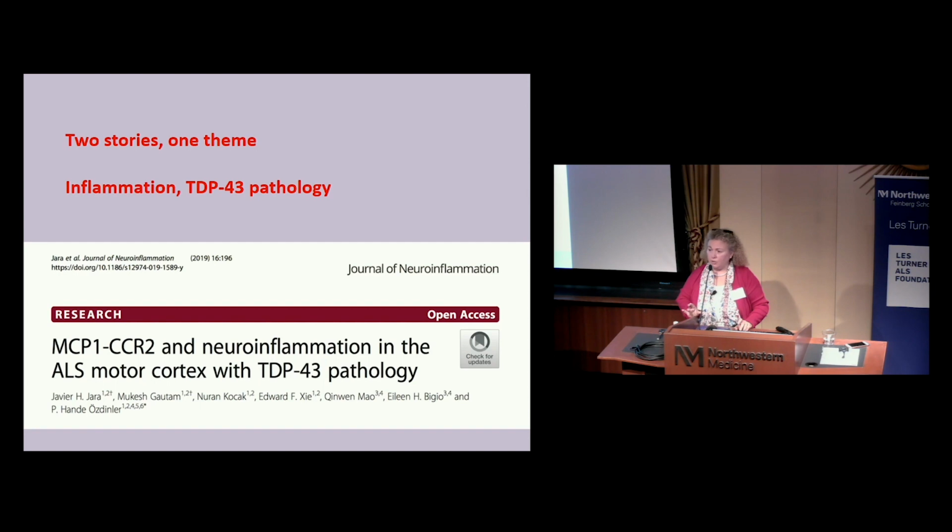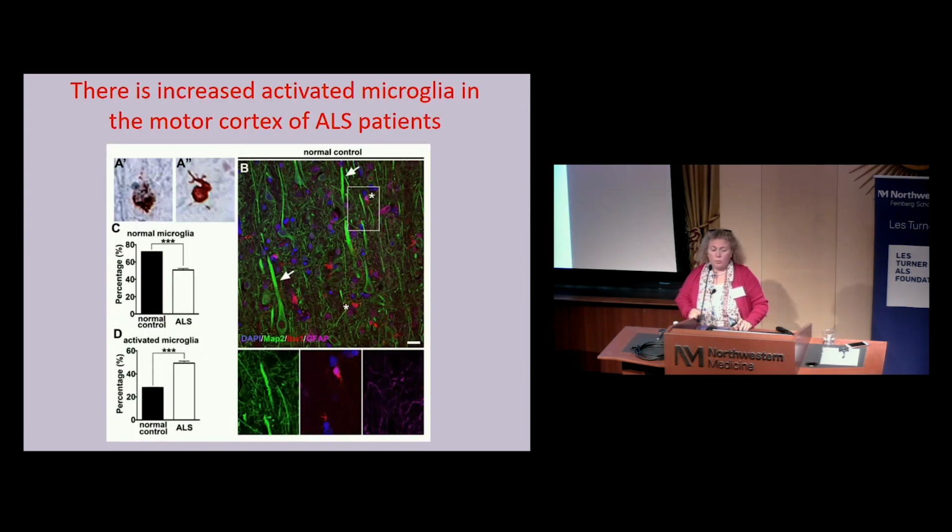an immune reaction. So we know that there is increased activated microglia in the motor cortex of ALS patients, and not only ALS patients. This is also observed in Parkinson's disease, in Alzheimer's, in many diseases, that there is increased activated microglia or immune reaction in many neurodegenerative diseases.